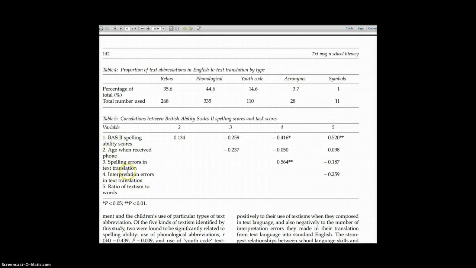The other one, which is a little further down in study 2, here's the other correlation table. Again, it's the same thing. There's 5 variables that are being studied. These 5 variables are the same as these up here. This number 2, age when received phone, is this number 2. The difference here now is we have 2 different levels of significance. Some of them were significant at the 0.05 level, some are at the 0.01 level. And you can tell by how many asterisks are pointed to those. So this one's at the 0.01 level, this one's at the 0.05 level.